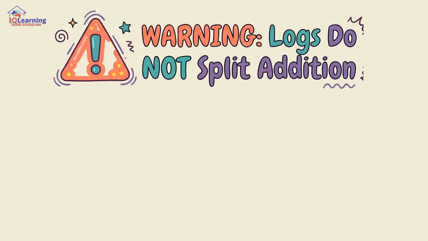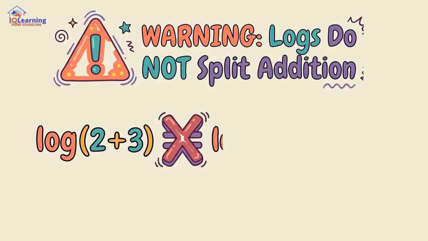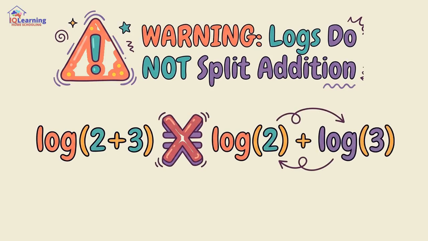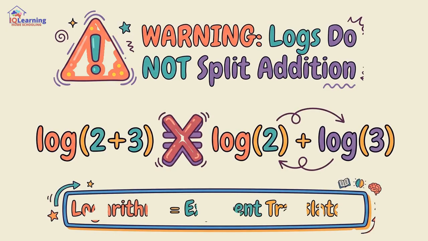One huge warning: logs do not split addition. Log of 2 plus 3 is log 5, but log 2 plus log 3 equals log 6, not the same thing. The reason all these laws work is simple. Logarithms are exponent translators.